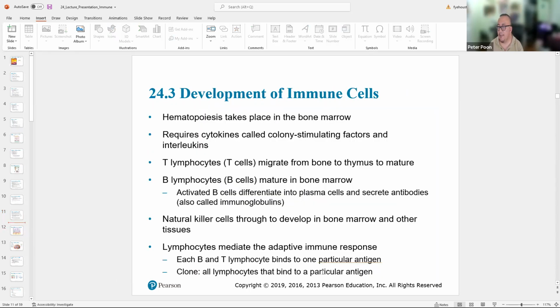All lymphocytes that bind to one particular antigen are clones of each other. I like to define it backwards. When lymphocytes encounter an antigen, they make many copies of themselves to fight off that antigen. Those many copies of itself are clones of each other. And that's what a clone is.